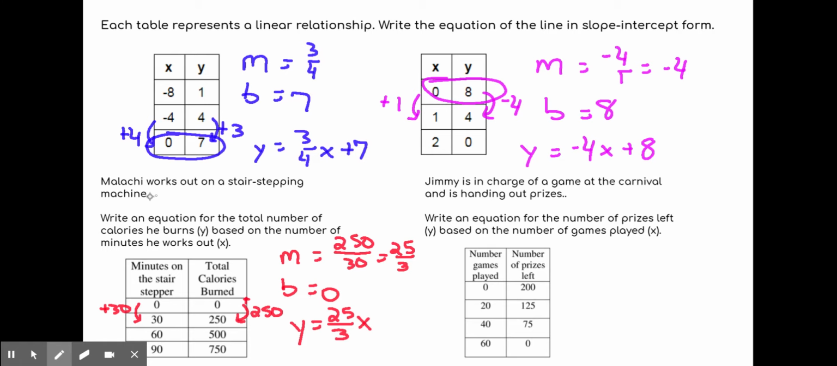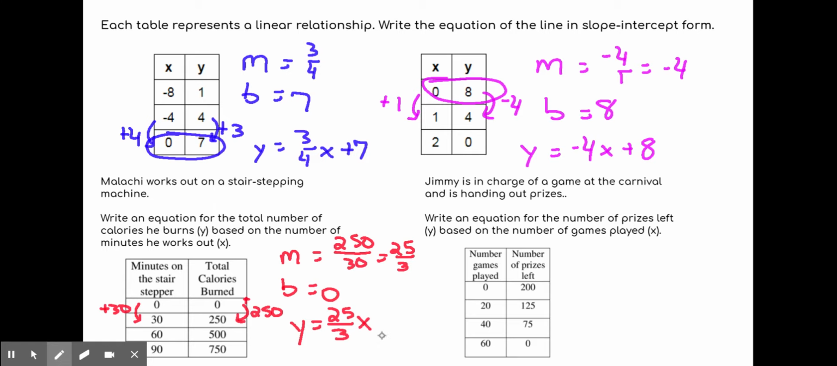This is a stair stepping. This is exercise, right? When you haven't started exercising, you haven't burnt any calories from exercising, right? And then the rate of change, this is a little weird, but he burns 250 calories every 30 minutes. So that's 25 over 3. He's burning like 8 1/3 calories per minute, right? That's a little weird, but that's okay. We're just making an equation out of it, right? So y equals 25 thirds x.